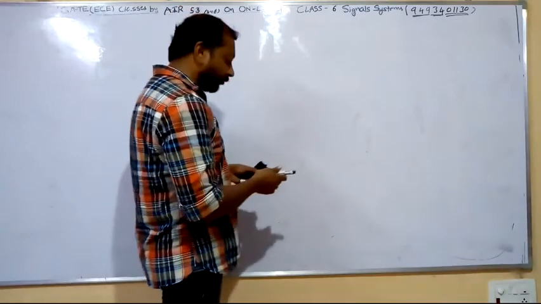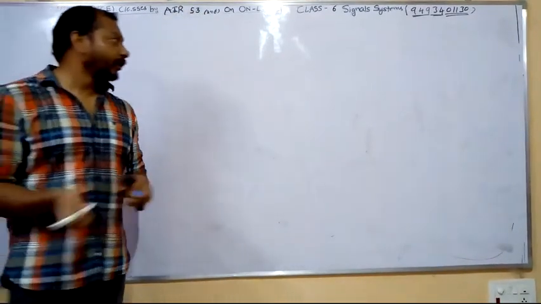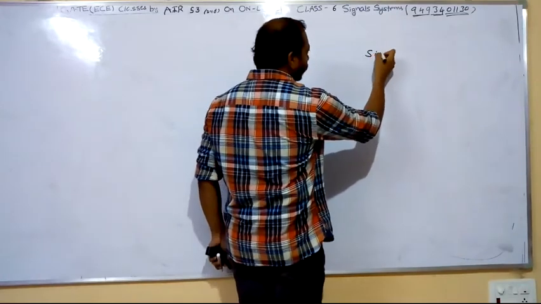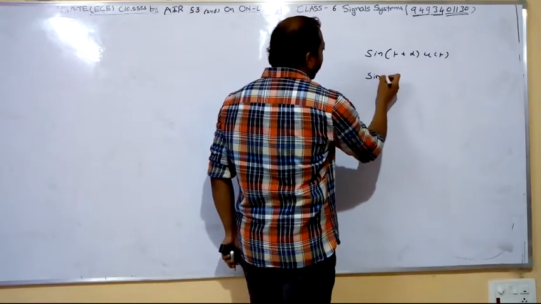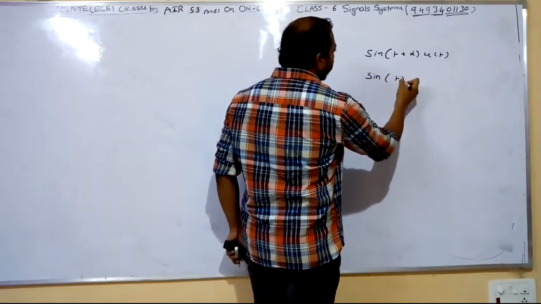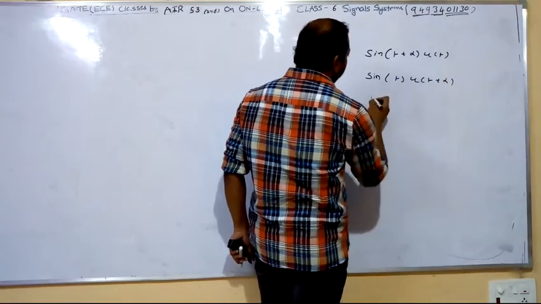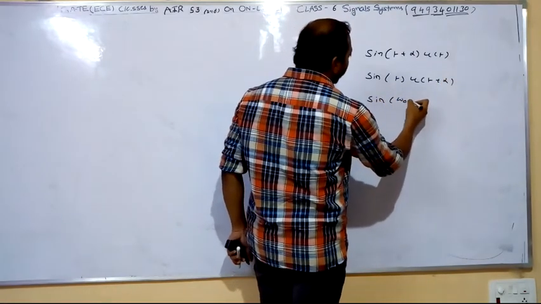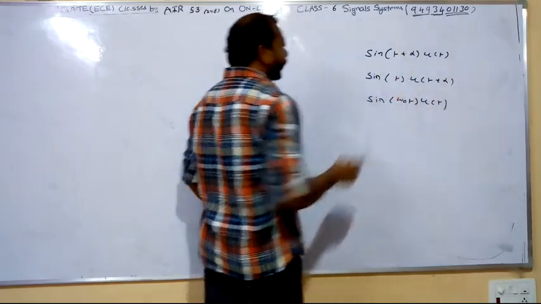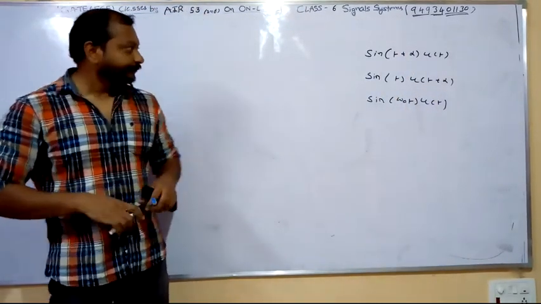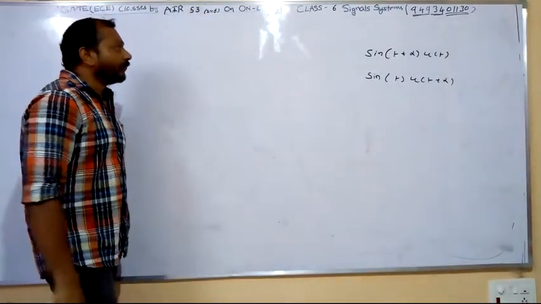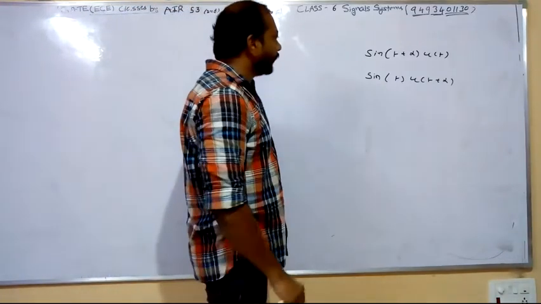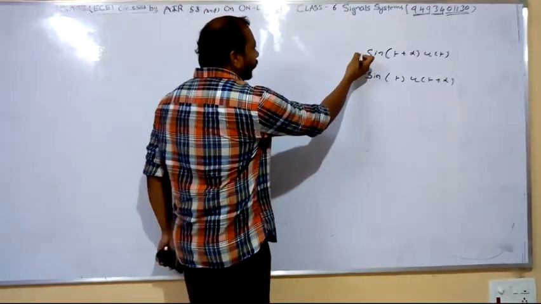What is the Laplace transform of sine of t plus alpha into u of t, and what is the Laplace transform of sine of omega naught t into u of t? So this is no problem. Sine of t plus alpha into u of t.